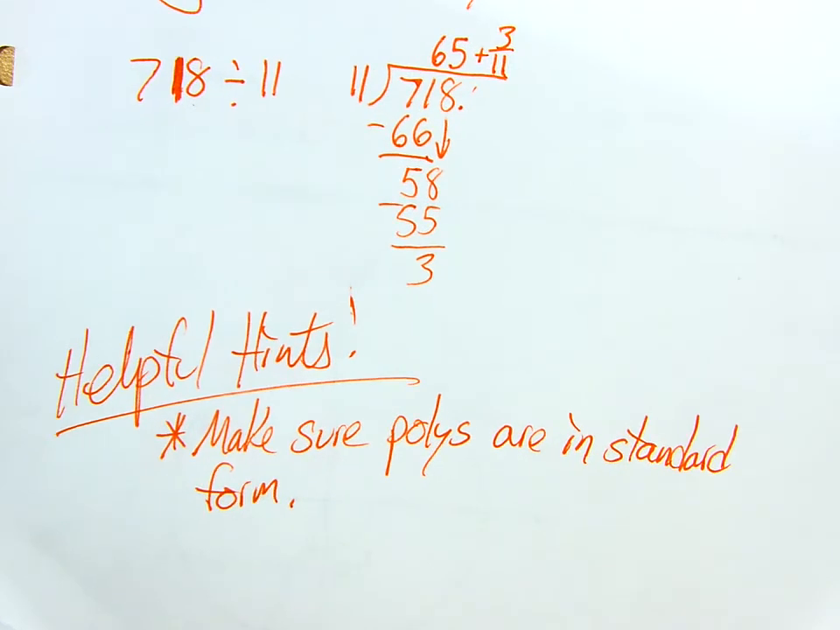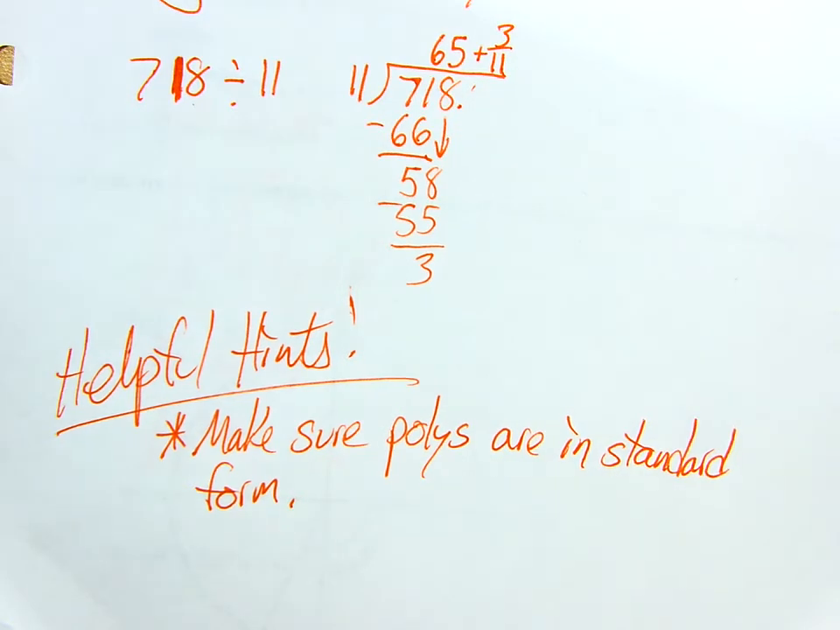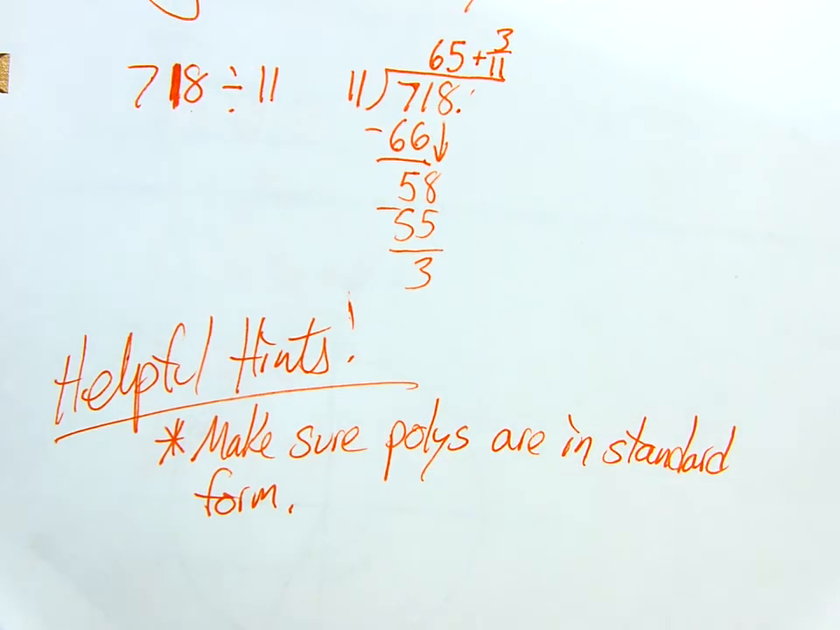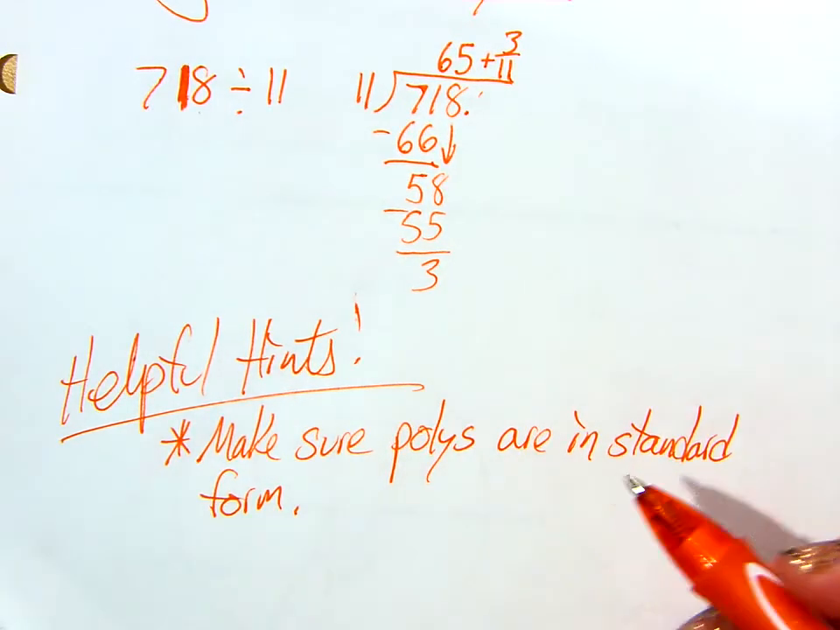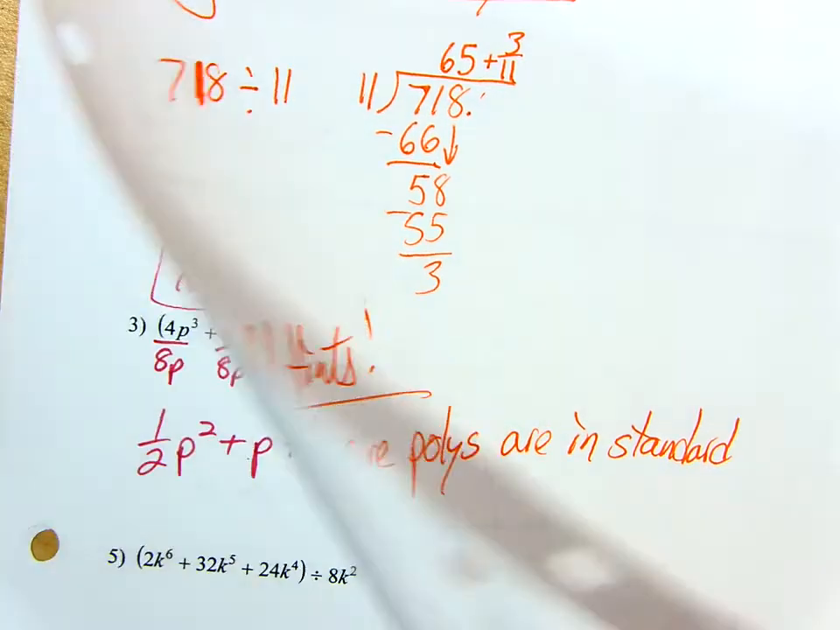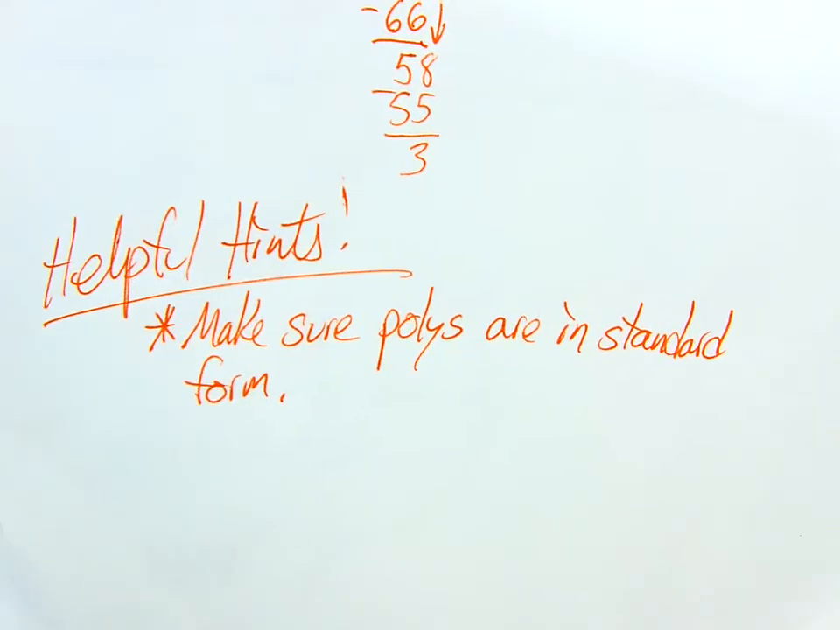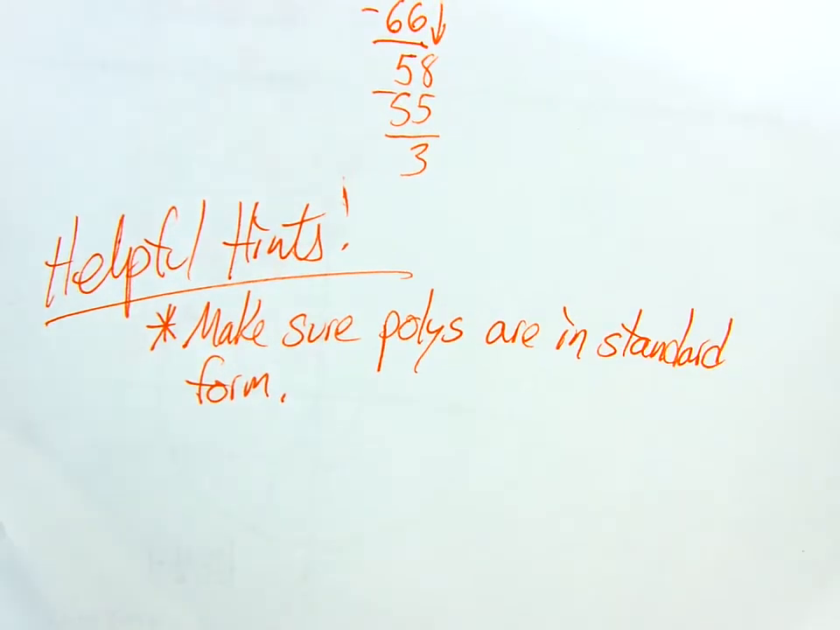Divisor and dividend, and then the answer is the quotient. I always get them mixed up. So, for example... Well, maybe we'll... Is there one on this worksheet? No, but oh, there is. Okay, we'll do an example in a few minutes. Okay, so you want to make sure your polynomials are in standard form.